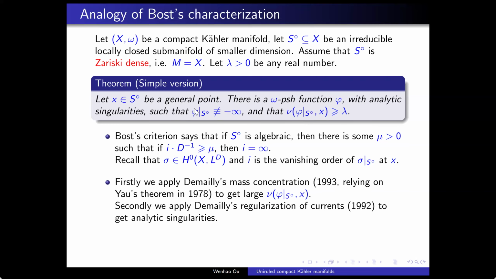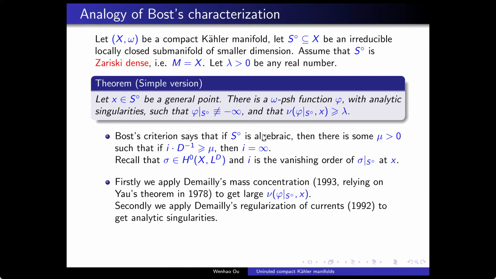So we can compare this with Bost's criterion, right? In Bost's criterion, he says if S0 is algebraic, then there is some mu such that if I(D minus one) is greater than this mu, then I is infinity. Here sigma is in this E(D minus one). In Bost's criterion, the I is the vanishing order of a global section sigma restricted to S0 at x, and D is this power of L.